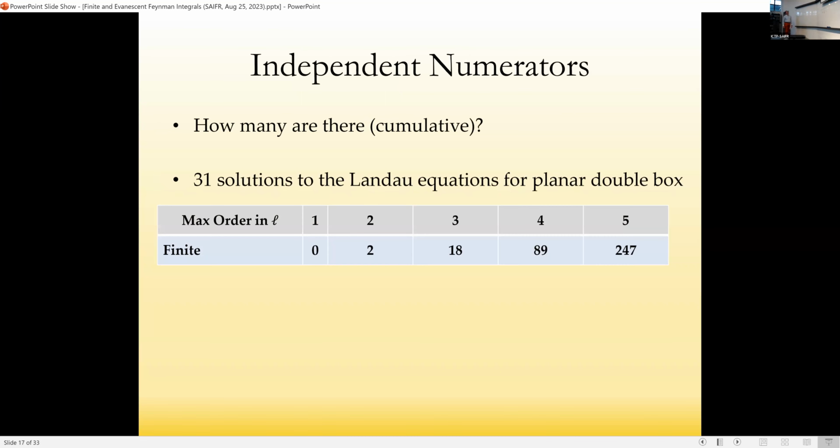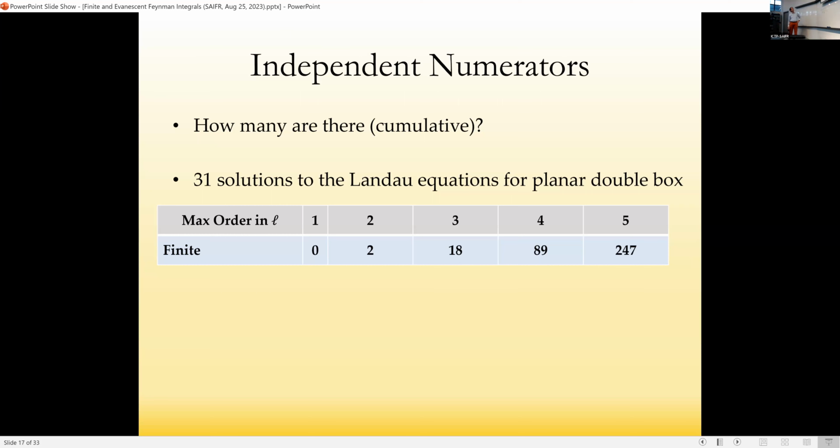Okay, so in fact, there are, in this case, 31 different solutions, so 31 different singular surfaces. And if one goes up by degree, you find that there's nothing linear. It's not too surprising. There are two independent ones that are degree two, 18 of degree three, 89 of degree four, 247 of degree five, and degree six already runs into the UV cutoff, so we can't have any there.